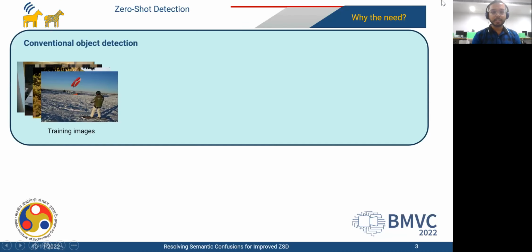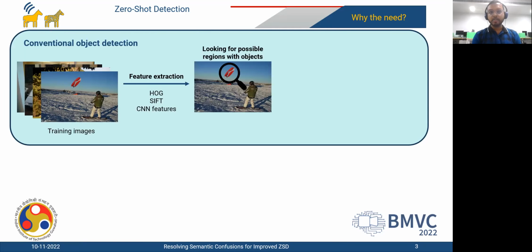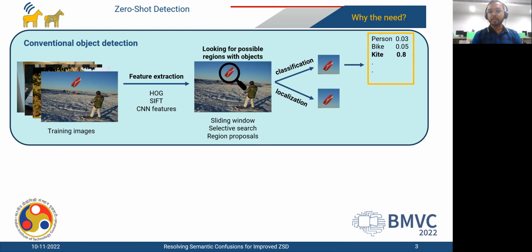In conventional object detection, the training images are passed through a feature extractor. We then look for possible regions with objects, and within these regions, we try to classify the object we are looking for and also simultaneously localize them within bounding boxes.